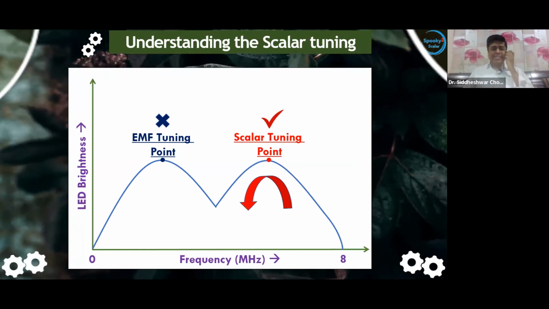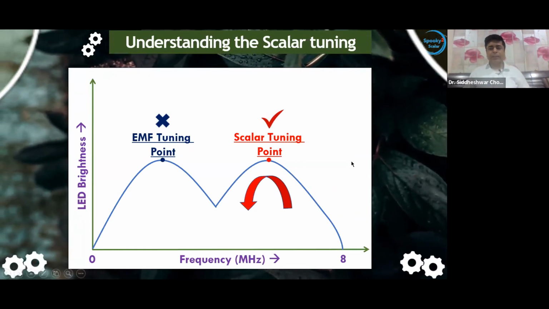So as I said in the previous slide, the moment you turn on the transmitter power, you see the frequency display showing you 8 megahertz. So this is a graph to make you understand. This is 8 megahertz, right? So I start turning the knob anti-clockwise, and the first brightest point is the scalar tuning point. You should stay there and be happy it is done.